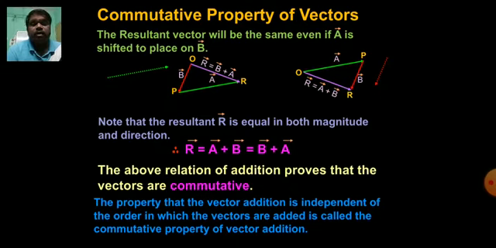Children, as you all know about the commutative law in mathematics, perhaps you are all familiar with the commutative law and the associative law. Commutative law, what was it? That is A plus B is equal to B plus A. So the same law is also applicable for vectors.